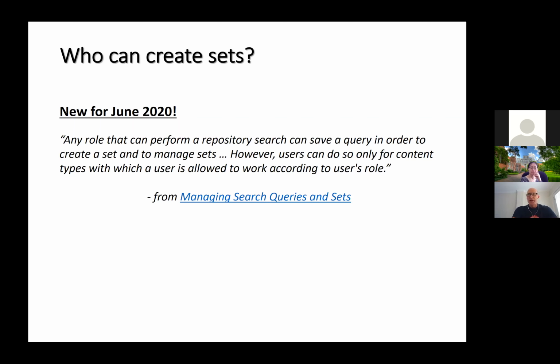In other words, let's say someone has roles for electronic resources and can do electronic resource searches and things like that. They can create a set for that. But if they do not have the acquisitions roles, they won't be able to create acquisition type sets. There's a link here for more information about the roles. There's actually a whole long list in the document that talks about the roles and who can create sets, but I didn't want to put that here because it's a lot of information. But in a nutshell, it depends on your roles. And if you can perform a repository search, then you can create a set for the content that you have access to.